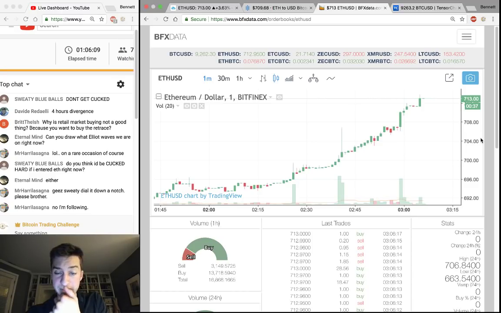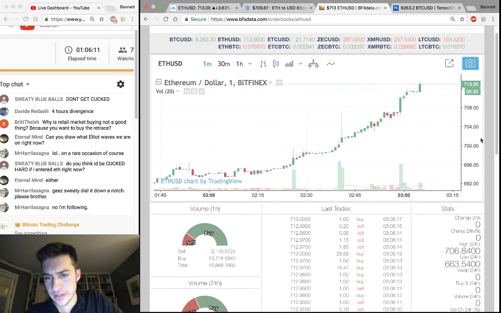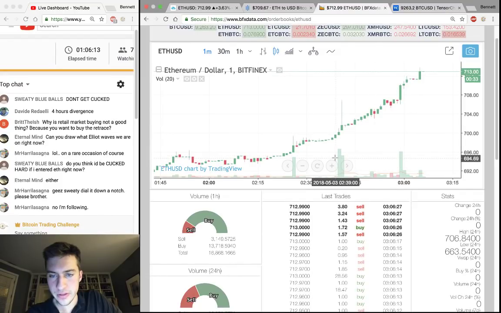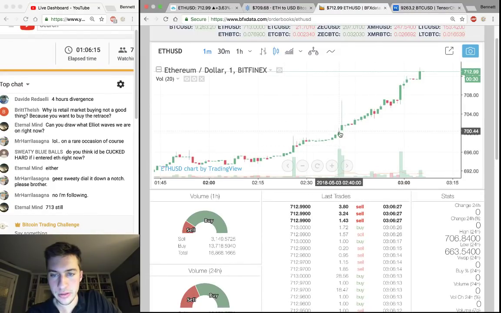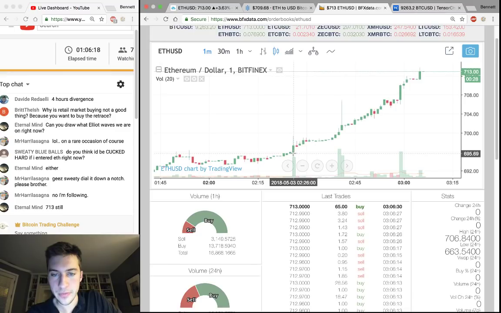As long as we see high volume, high momentum, it's going to probably continue. Like high volume, high momentum. Not exactly there, but here, high volume, high momentum.